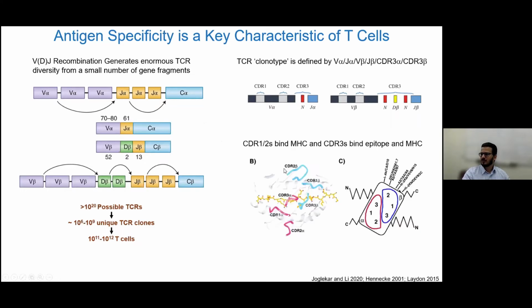And typically, CDRs 1 and 2 bind the MHC, and they're actually germline encoded in the V fragments, whereas CDR3 regions actually bind kind of both epitope and the MHC, and those are generated through the process of VDJ recombination, and they're not germline encoded. So through this process of generating an enormous diversity, the T cell repertoire is then able to respond to these threats.